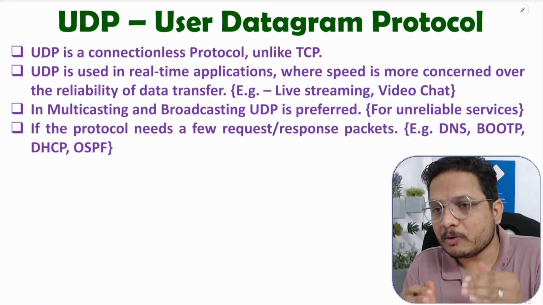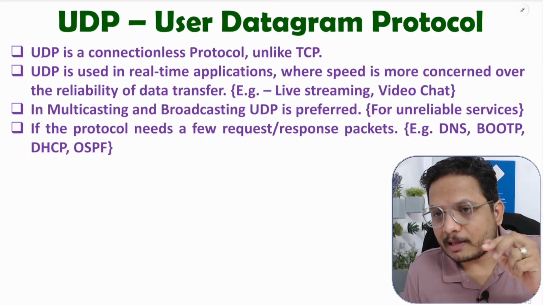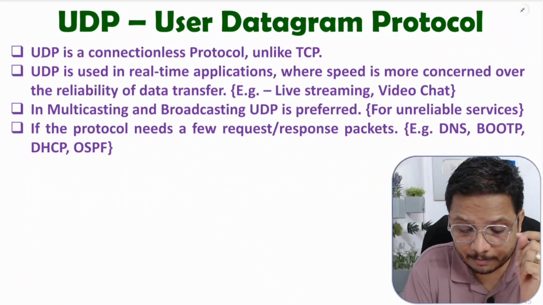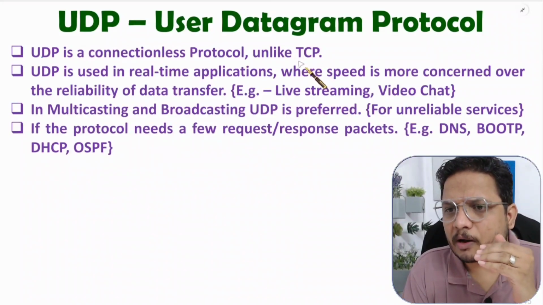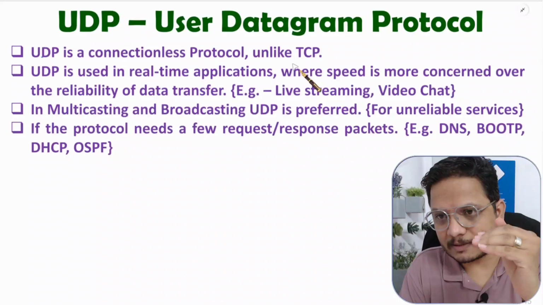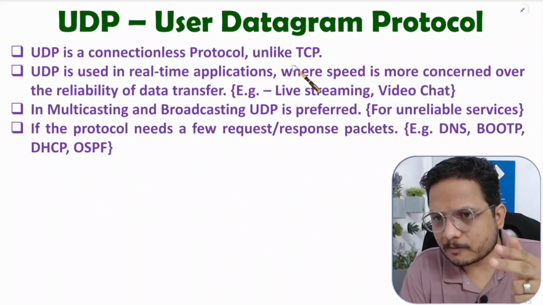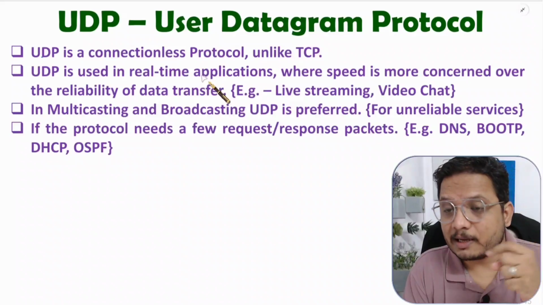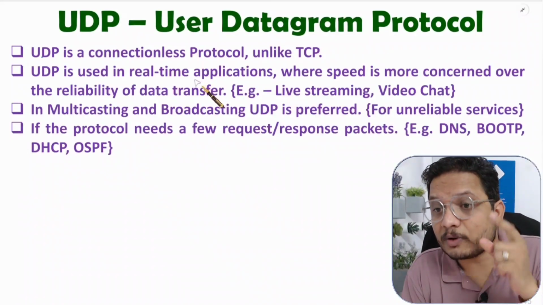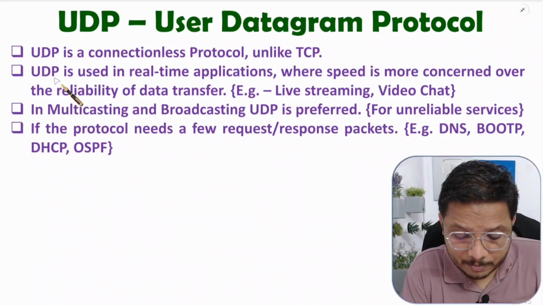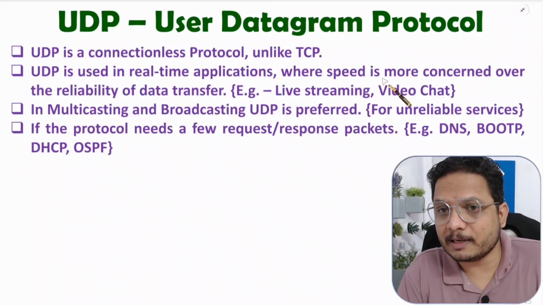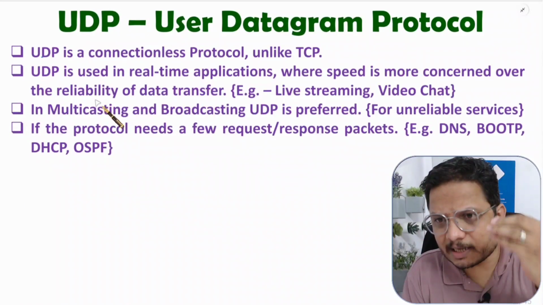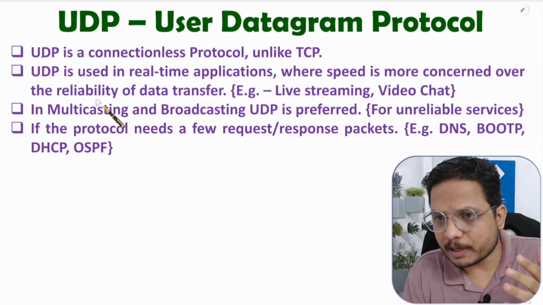If you want reliable data transfer, like if you want to forward a video file, then you should prefer TCP, in which you forward data with reliable service, where there will be no data loss. But if you talk about real-time applications, like video chat, in that situation you will be using UDP, in which speed is more of a concern. We are not concerned about reliability. If some data is missing, that is also fine in UDP, right?